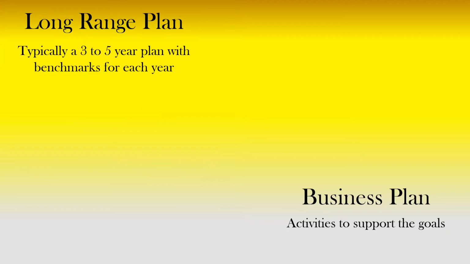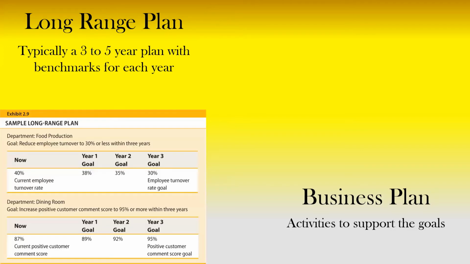So long-range planning and business plans. A long-range plan is typically a 3 to 5 year plan that creates benchmarks for each year, where a business plan then is your activities to support the goals and the long-range plan. So 2.9 in your book has a sample long-range plan.